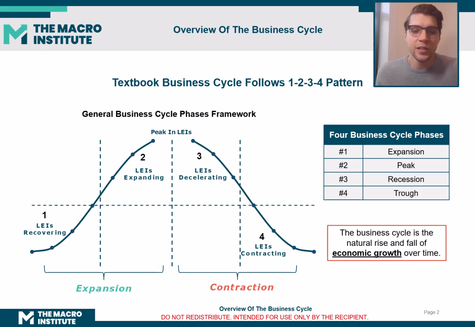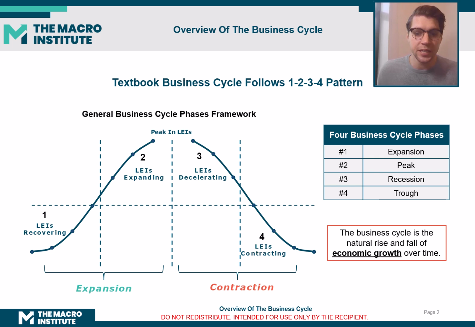Okay, so this is what you might have seen before when it comes to the business cycle. This typically looks like a normal distribution arc. And we break down the business cycle in 4 phases. We actually label these a little differently in our practice, which I will talk about later in the video. But what is the business cycle? I have a definition here on the bottom right. The business cycle is simply the natural rise and fall of economic growth over time.